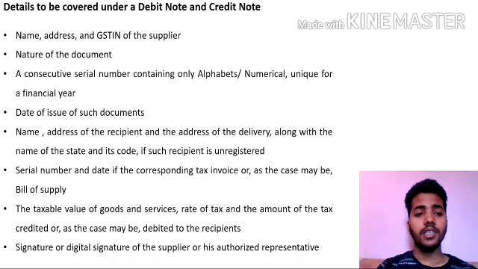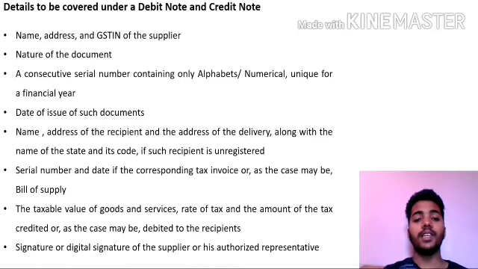The second one is the nature of the document. Whether it is a debit note or a credit note, it should be mentioned properly at the head of the document.